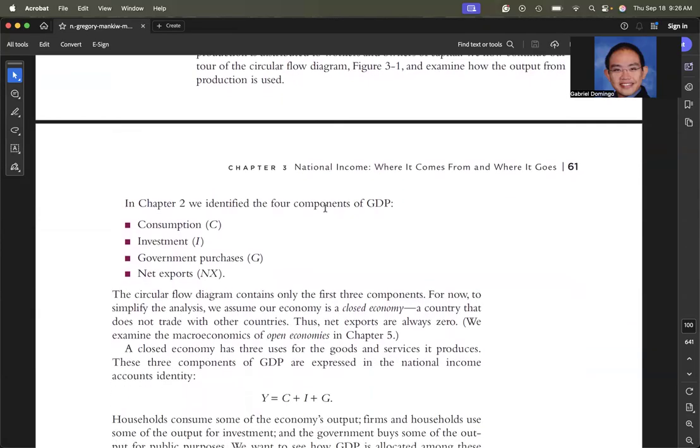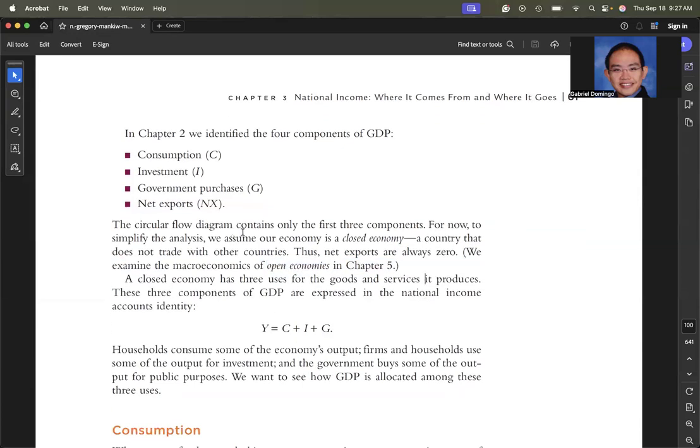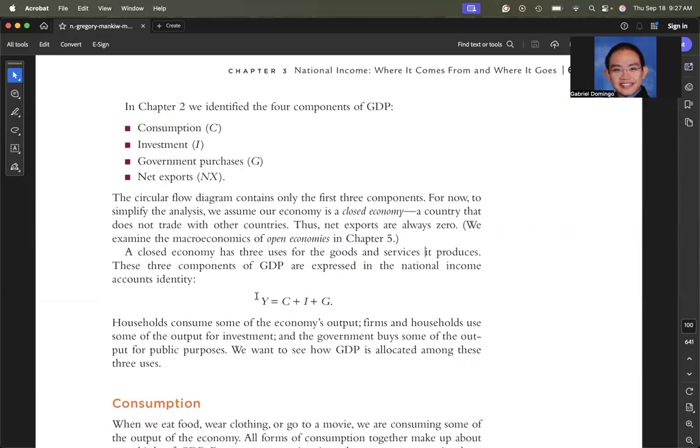All right. So there are four components of GDP that we had discussed: consumption, investment, government purchases, and net exports. For now, we will consider the closed economy. We will defer open economies till chapter 5. A closed economy simply means that your NX is set to 0. So you have no exports or imports. There's no trade with other countries.